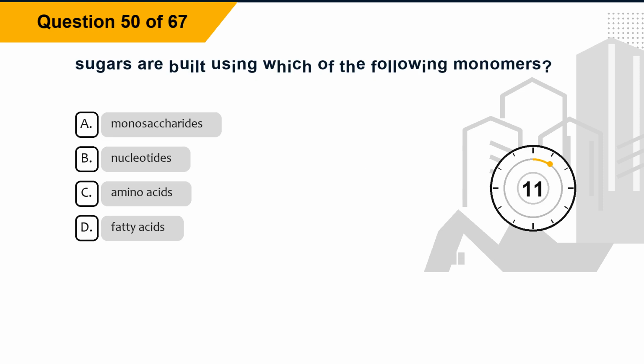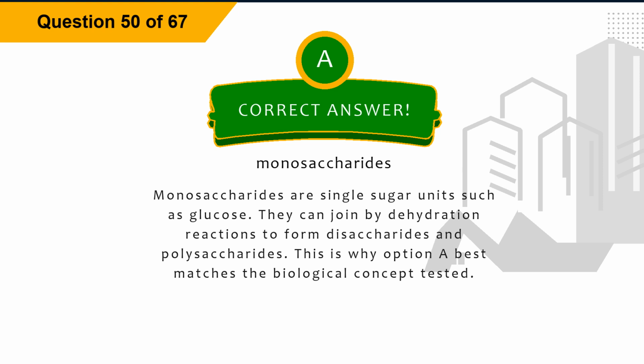Question 50. Sugars are built using which of the following monomers? Option A, monosaccharides. Option B, nucleotides. Option C, amino acids. Option D, fatty acids. The correct answer is option A, monosaccharides. Explanation. Monosaccharides are single sugar units such as glucose. They can join by dehydration reactions to form disaccharides and polysaccharides. This is why option A best matches the biological concept tested.